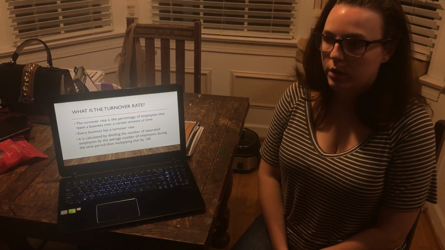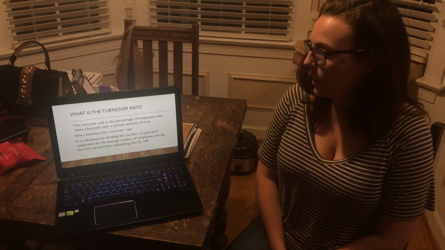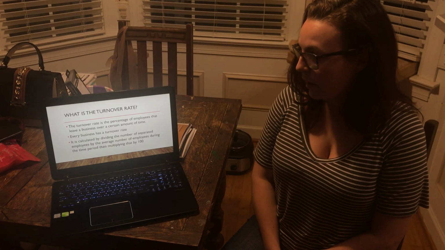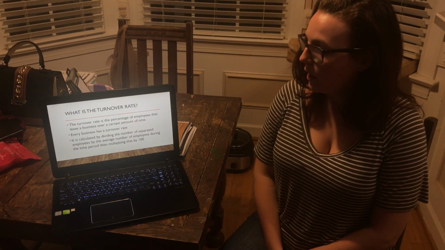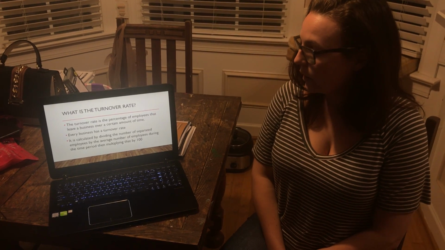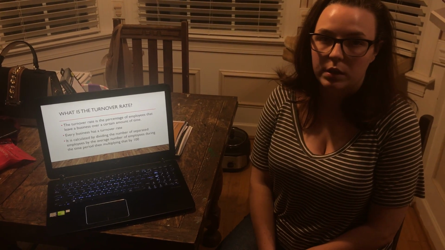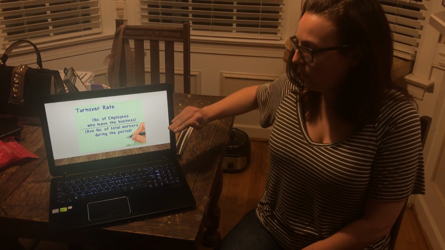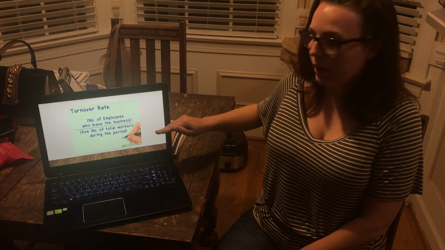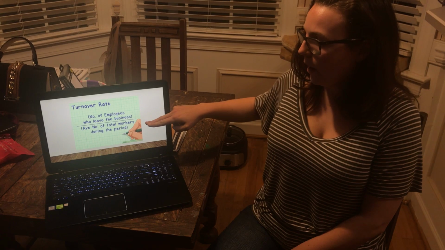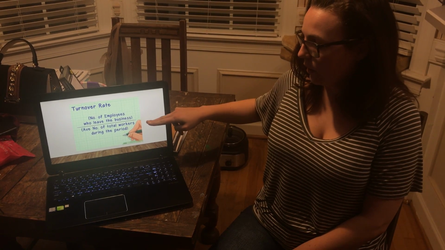What is the employee turnover rate? The employee turnover rate is the percentage of employees that have left a business during a certain period of time. Every business has a turnover rate, and you can calculate it by dividing the number of employees that have left during a period of time by the average number of employees that have worked at the business during that period of time. This is a visual to help explain how to calculate it. It's the average number of employees who leave the business over top of the average number of employees that worked there during the period.